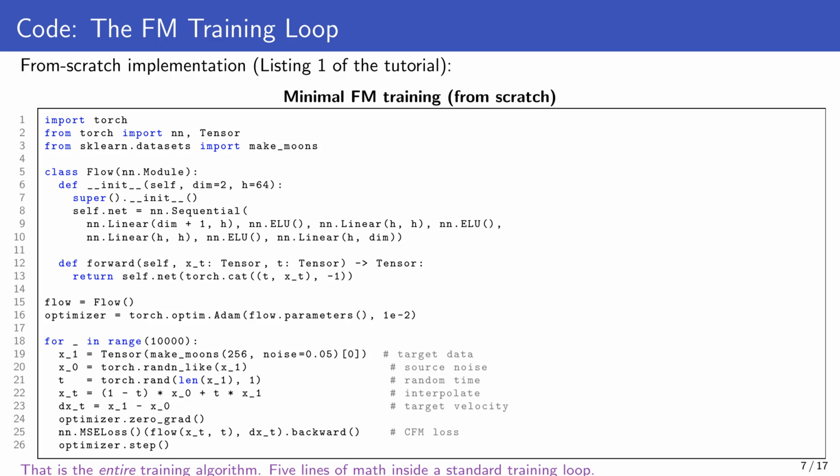Compare this to the neural ODE training from Lecture 2, where you had to solve a full ODE at every training step, then backpropagate through the solver. Flow matching reduces all of that to a standard regression training loop. This simplicity is exactly why it has become the dominant approach for training generative flow models.